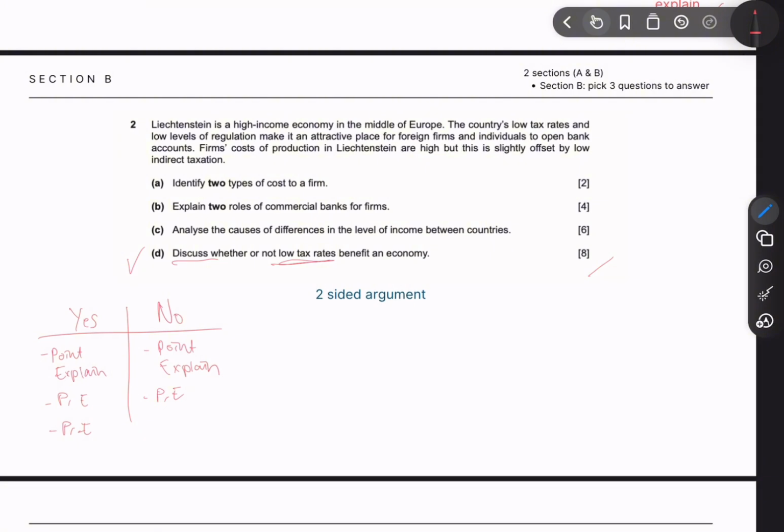And a lot of people are actually confused about this, but you don't need to write a conclusion for this question or in any IGCSE econs question, so don't worry about that. If you look at the econs mark schemes, they don't actually award a mark for conclusions.